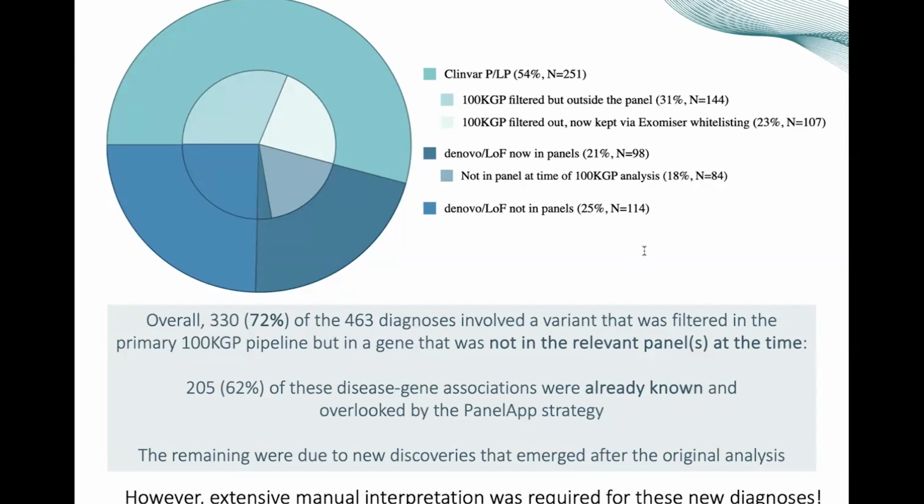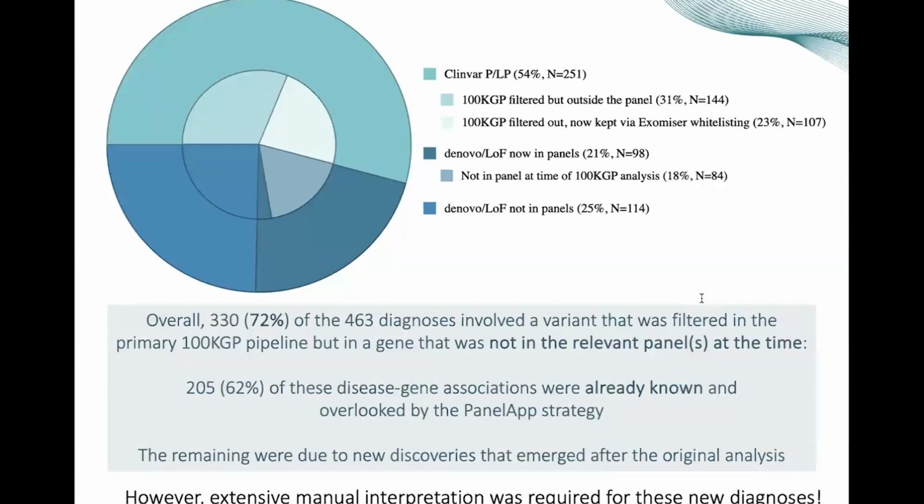Finally, Exomiser highlights candidates in genes that are still not present in the disease panel that was applied to the patient in 114 cases. So overall, this shows that 72% of the diagnoses involved variants that were initially filtered in the primary or original 100,000 genomes analysis, but were in genes that were not in the relevant panel at the time of the analysis.